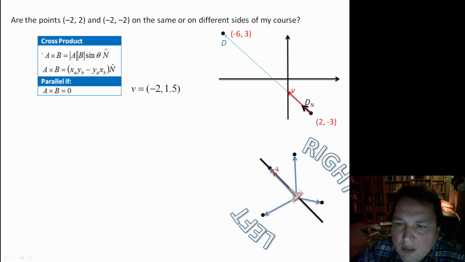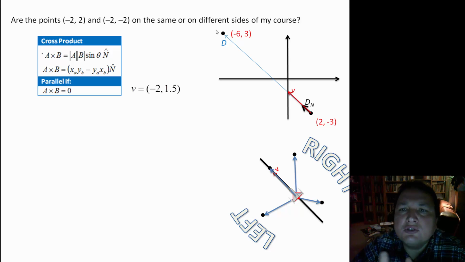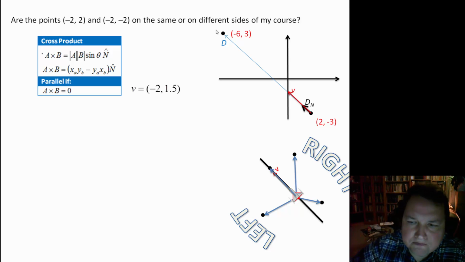And if both results for both points, this point and this point, have the same sign, this means that they are on the same side of my course, either left or right. But if one of them is positive and the other is negative, this means that they will be on different sides of my course.